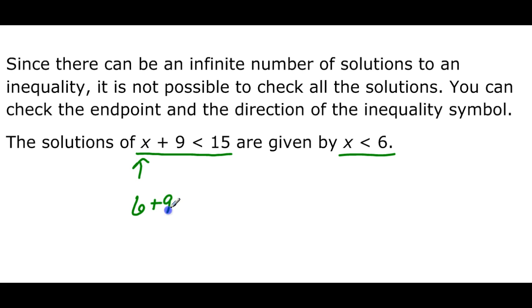6 plus 9 is equal to 15. Check. All right. Then it says that the x values that I need to choose have to be less than 6. So all I need to do is pick any value less than 6. So let's pick 4 and put it in there. 4 plus 9 is less than 15. Well, 4 plus 9 is 13, which is less than 15. Check. Okay? And that's all there is.